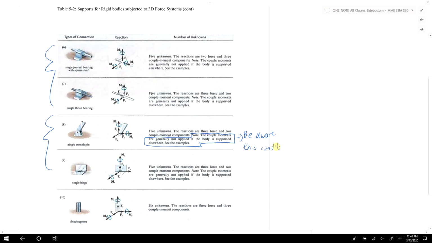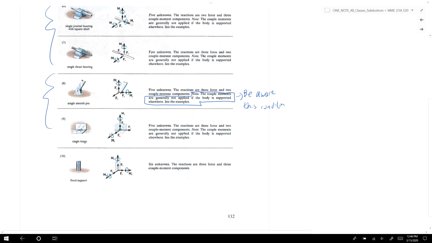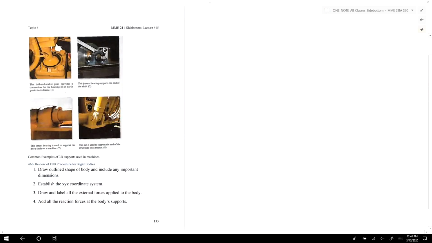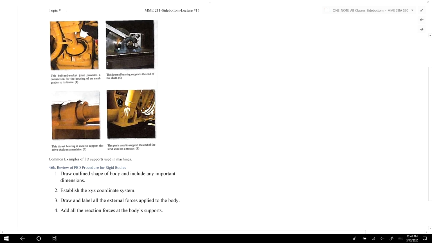The ultimate support would be a fixed support, which would be able to apply 6 unknown reactions, 3 forces and 3 moments. Here are some examples of the different types of supports. We have an example of a ball and socket joint, an example of a journal bearing, and then examples of a thrust bearing and a pin support.